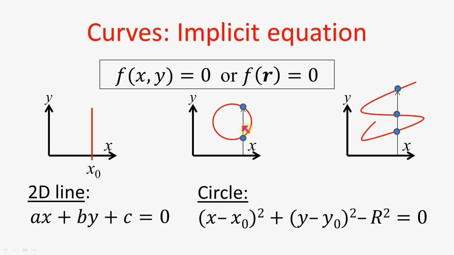It has no problem handling the case when for a single x we have two y solutions. Also, this vertical line can be represented by the implicit equation of the line. In this vertical line, x is equal to x0. So in the implicit equation, if we select a to be 1, b to be 0, and c to be minus x0, then we obtain x minus x0 equals 0, which means that x is equal to x0.